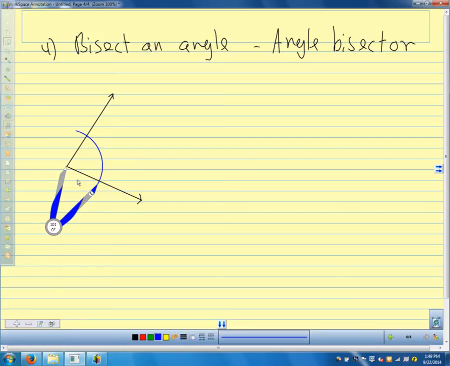Then I'm going to take my compass and change the color here. Now I have to put my point where the arc crosses the ray, just like before. And this time I need to open my compass more than halfway across the angle. Someone in the last class suggested, well, can we just open it all the way across? And that would be fine. So if you want to just think, open it all the way across, that's fine. And we're going to make an arc.